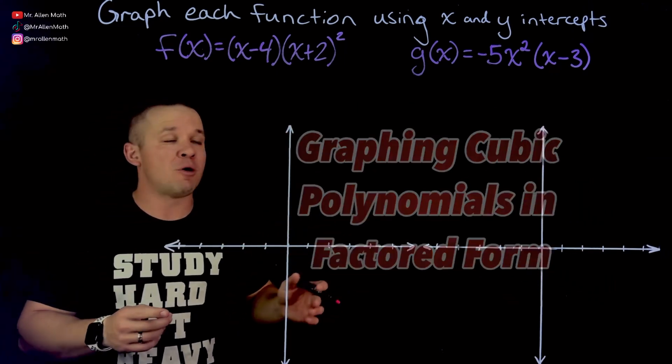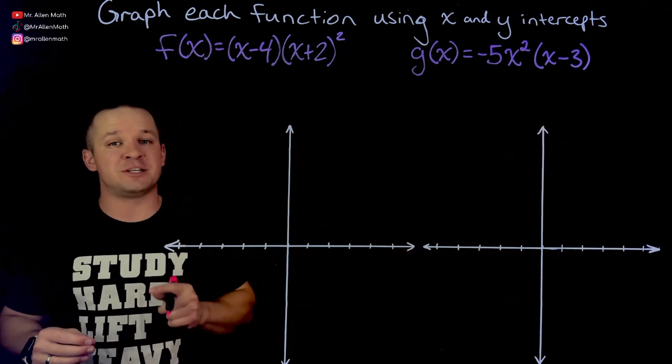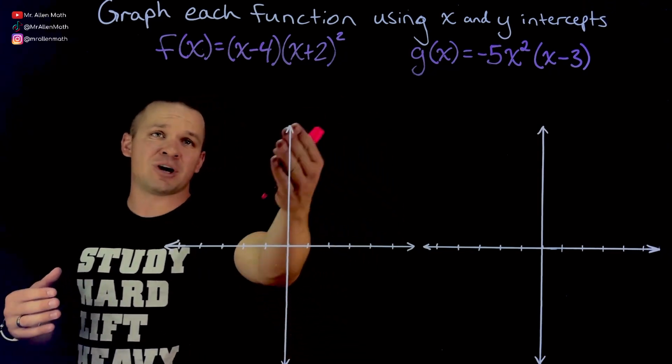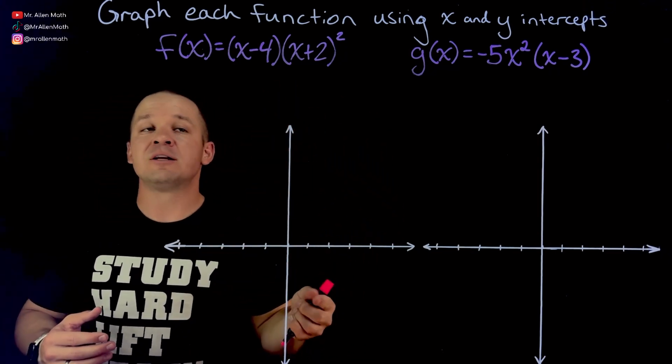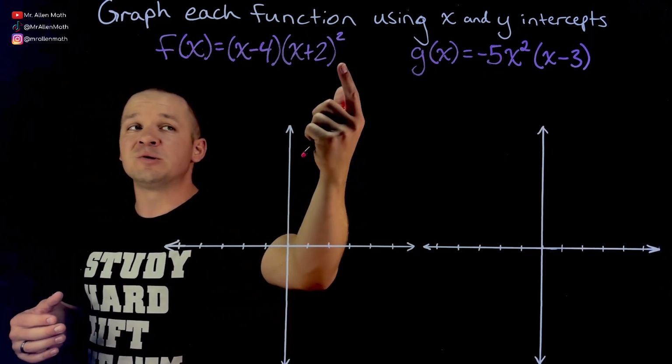Mr. Allen here with some graphing of cubic polynomials in this video, and these happen to already be in factored form, which is great because that makes it super easy to get our x-intercepts. So let's try this first one here. I've got f of x equals the quantity x minus 4 times the quantity x plus 2 squared.